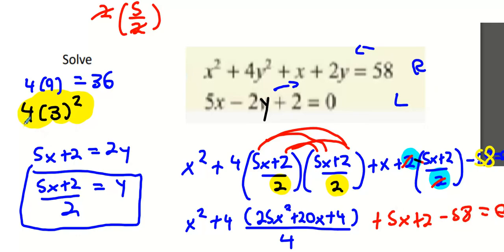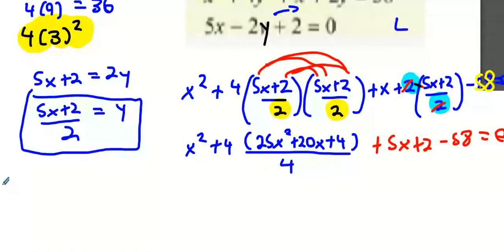Now, there is something that cancels here as well. Can anybody tell me what cancels here? I'm multiplying by 4 and I'm... Right, so we're good.